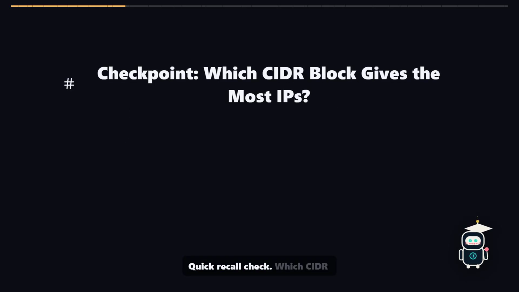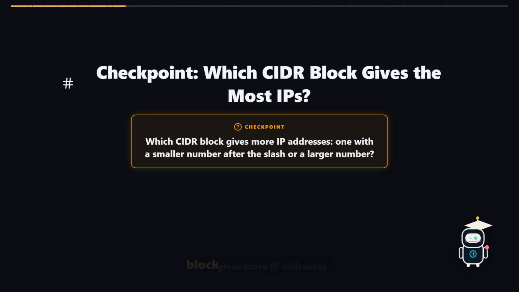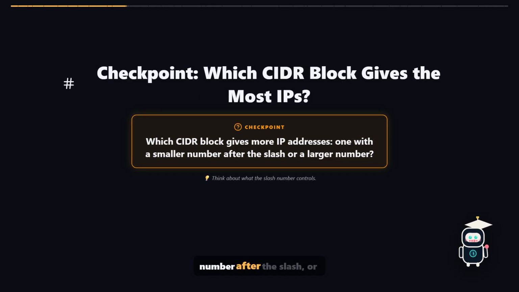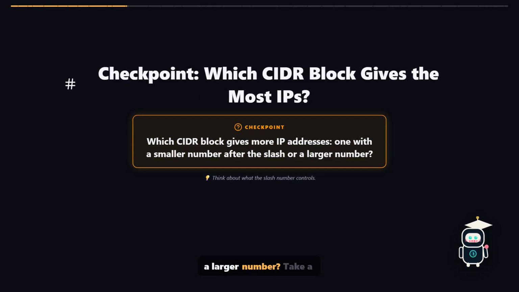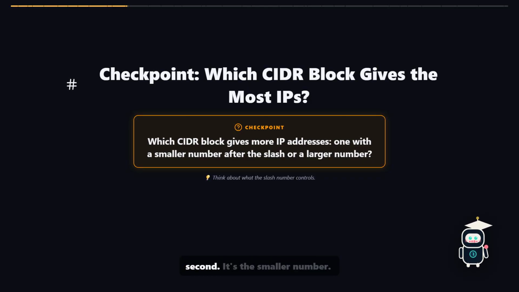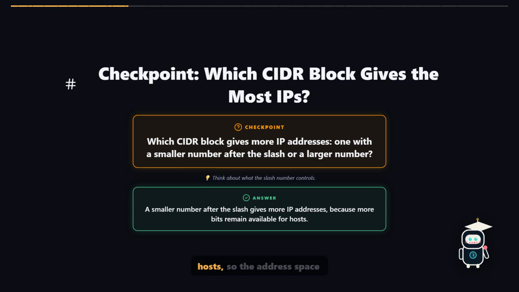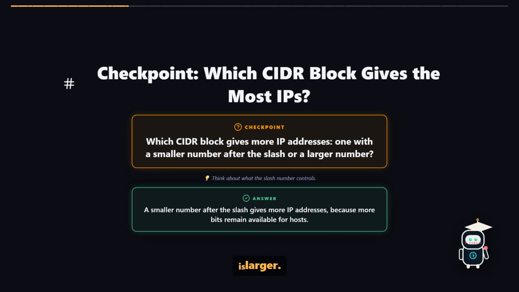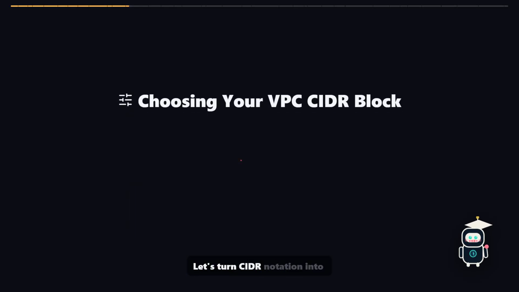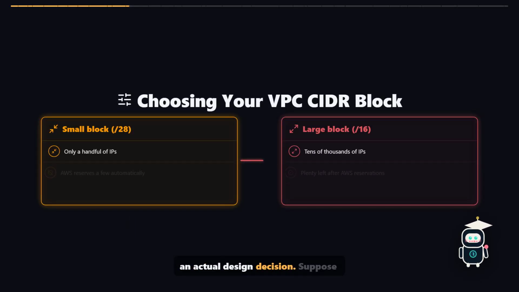Quick recall check. Which CIDR block gives more IP addresses? One with a smaller number after the slash or a larger number? Take a second. It's the smaller number. The fewer bits you lock as the network portion, the more bits are left for hosts, so the address space is larger. Let's turn CIDR notation into an actual design decision.